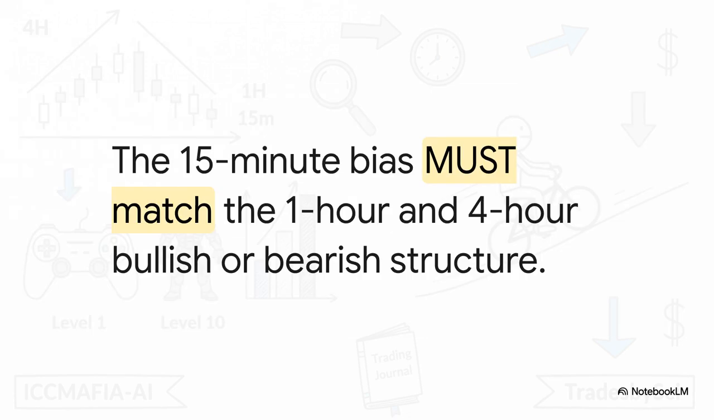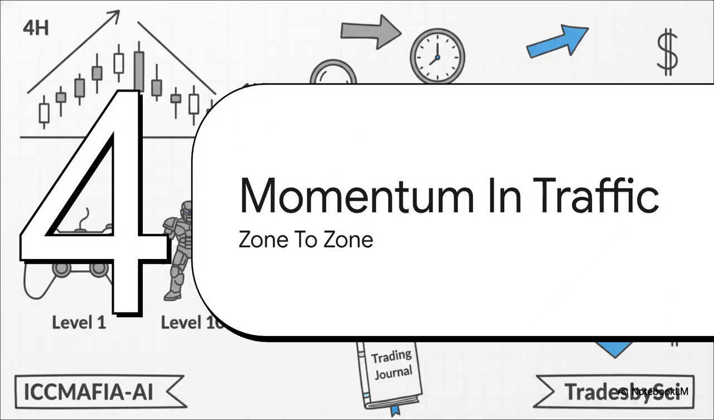And this just hammers home the discipline you need. The 15-minute bias must directly match the 1-hour and 4-hour structure, period. If the 1-hour is telling you to buy, then that 15-minute chart better be building bullish structure, making higher highs and higher lows right alongside it. If they're fighting each other, you don't have a clear setup. Just sit on your hands. Moving into Section 5, Market Momentum and Traffic.